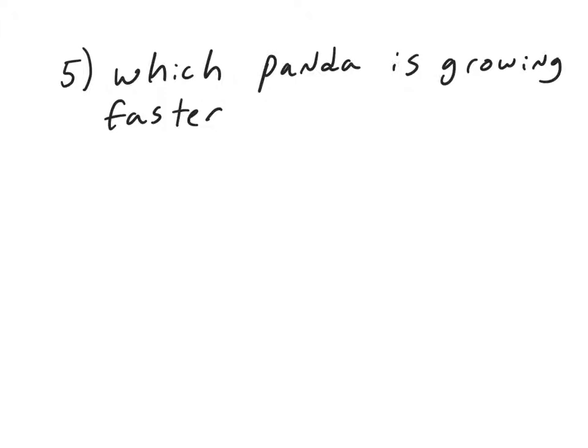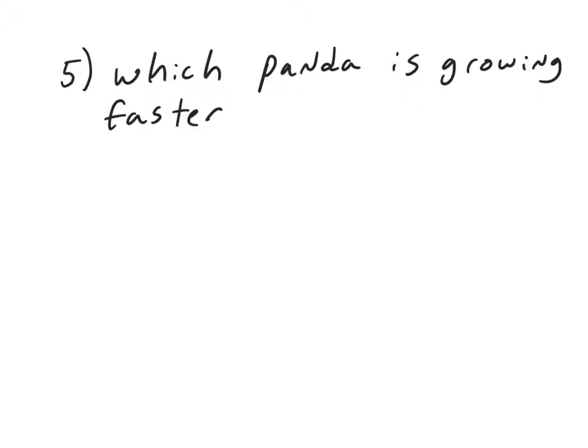Okay, number 5, it's asking which panda is growing faster. So we have two different representations of the panda growth. The first one we have a table, second one we have a graph. What we need to do is look for rate of change. So it's asking is something changing faster than the other, we're looking for the rate of change.